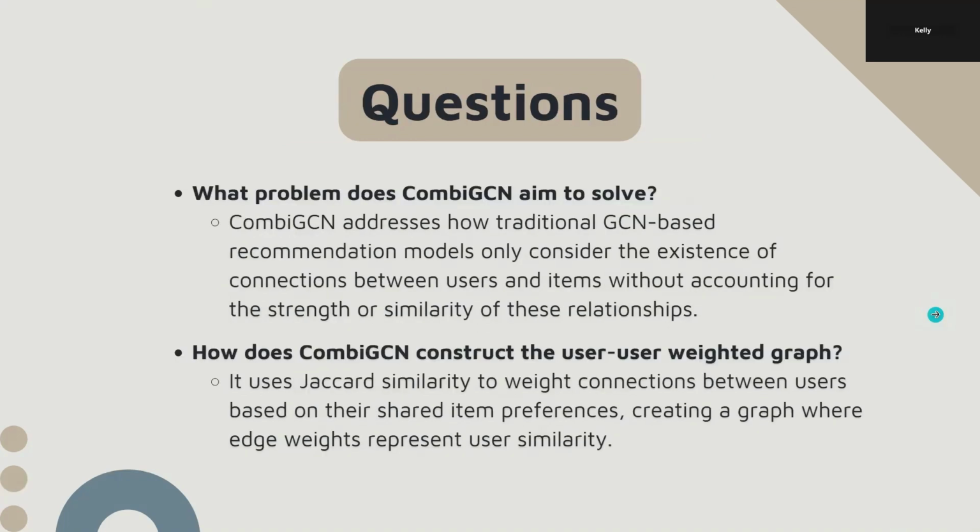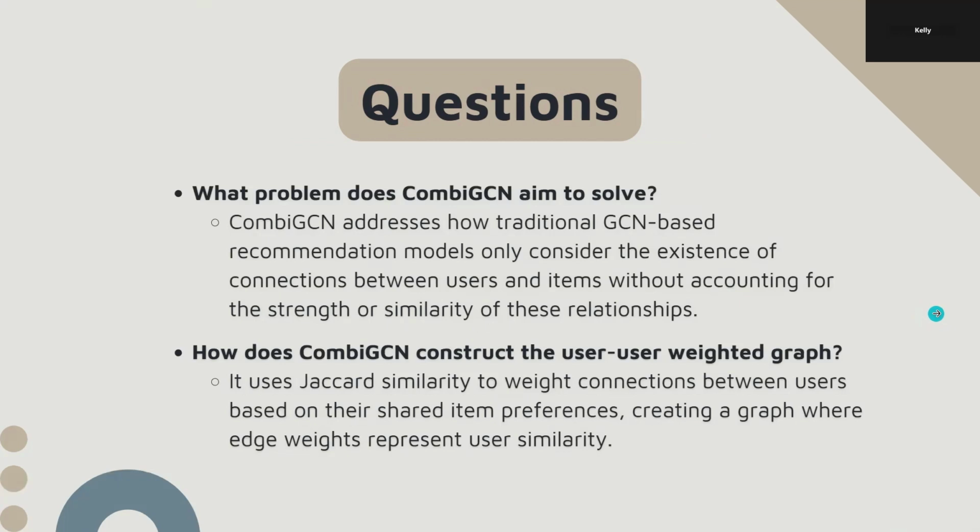Yeah, so this is all for the research, and these are the questions and answers. The first question is: what problem does CombiGCN aim to solve? It addresses how traditional GCN-based recommendation models only consider the existence of connections between users and items without accounting for the strength or similarity of these relationships.